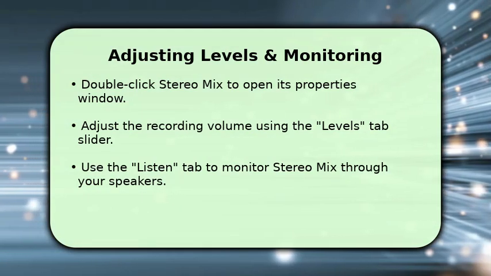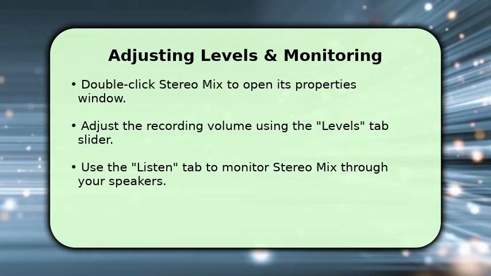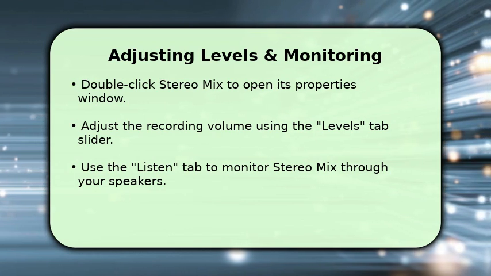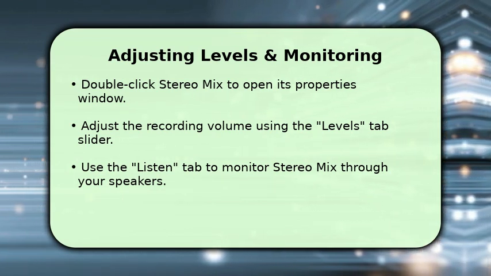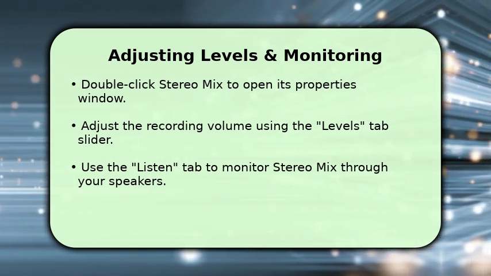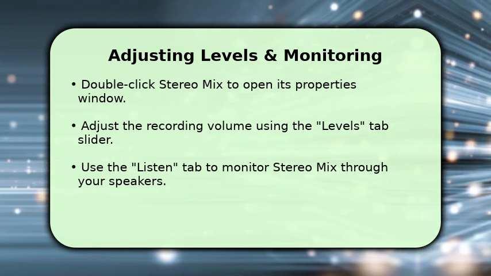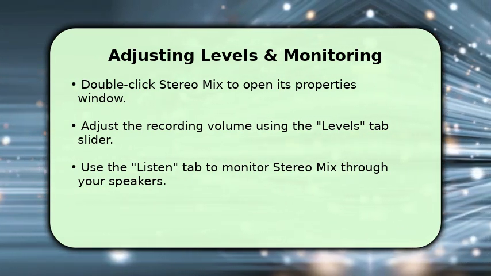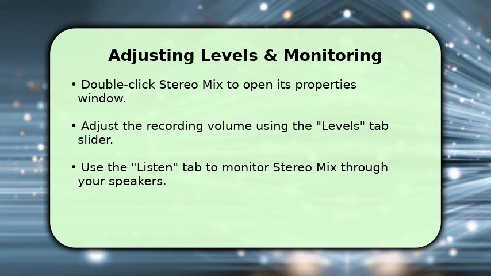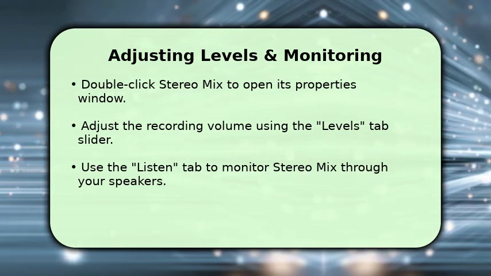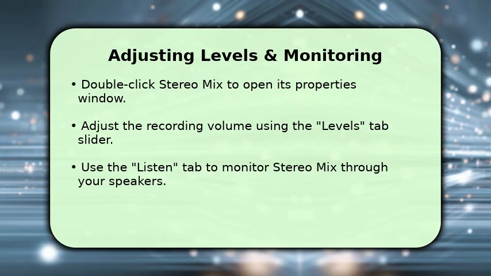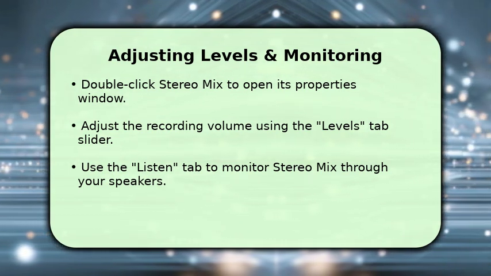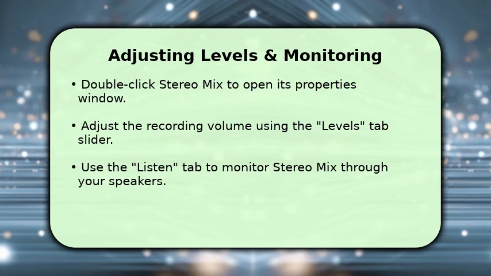Now, let's fine-tune your stereo mix. Double-click stereo mix to open its properties. Go to the Levels tab and adjust the slider to set your desired recording volume. You can also monitor the audio by going to the Listen tab. Check the box that says Listen to this device and select your primary playback device from the drop-down. This allows you to hear exactly what stereo mix is capturing in real time.